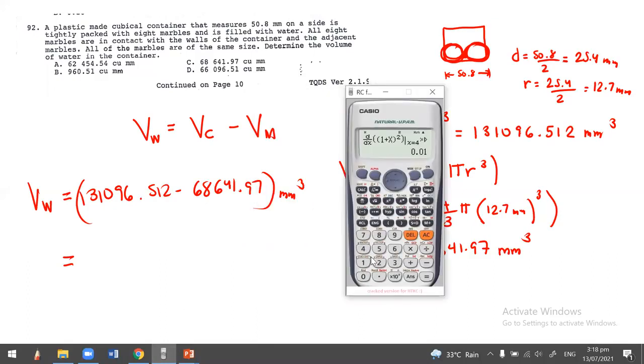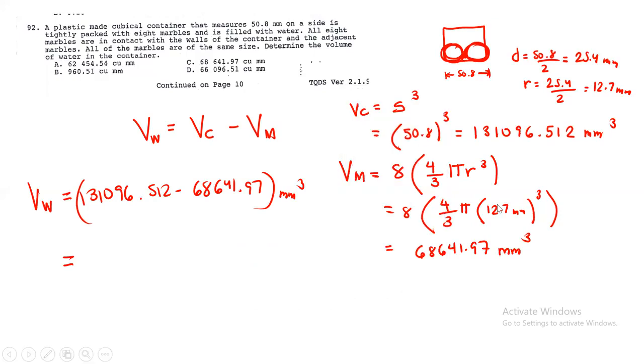So pag minus natin, 62,454.54 mm raised to 3. So the answer is letter A.